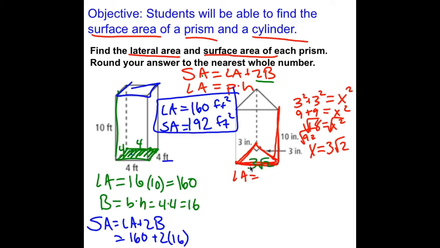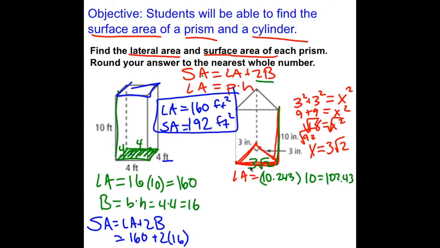Now that we have that third side, which is 3 root 2, we can find the perimeter of that base by adding up all those sides. We'll go 3 plus 3 plus 3 root 2. I'm doing this on my calculator. And I get that perimeter to be about 10.243. And now we're going to multiply that by that height of 10. And we get a lateral area of about 102.43.